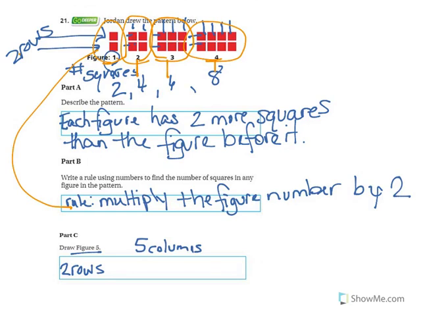So we've got, I'm going to draw circles to make it a little bit easier. So we've got 1, 2, 3, 4, 5, 2 rows of it, 1, 2, 3, 4, 5, and therefore this pattern would have 10 squares.